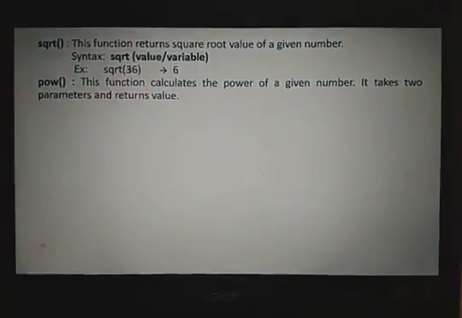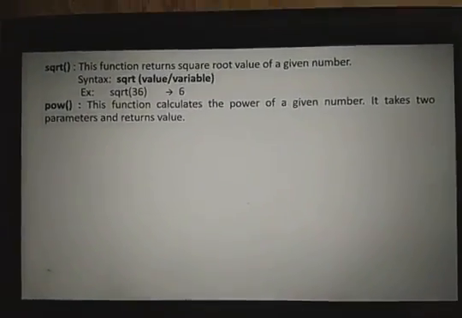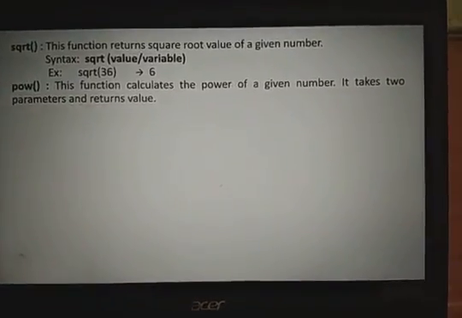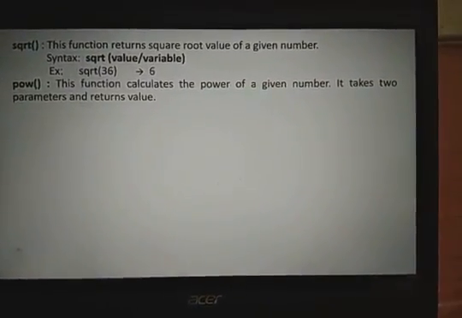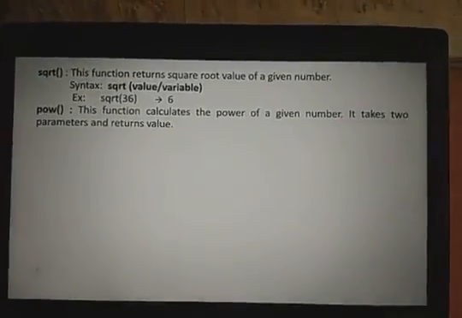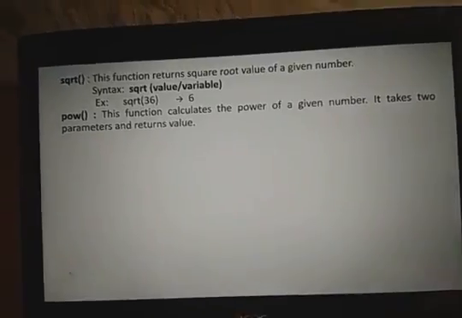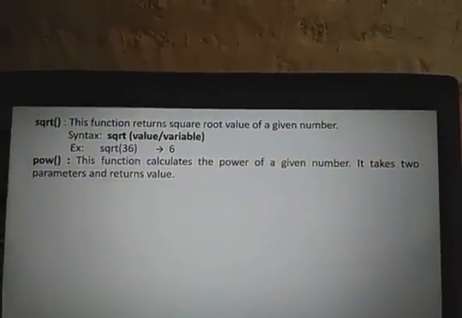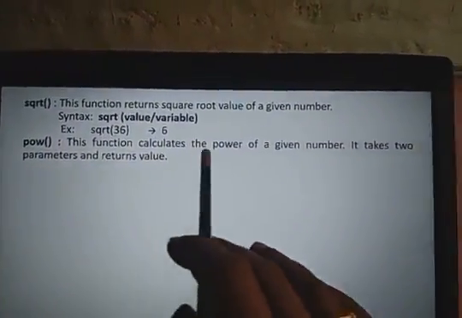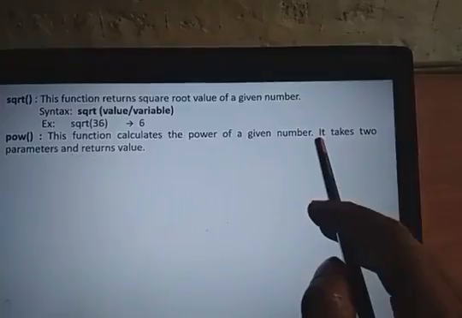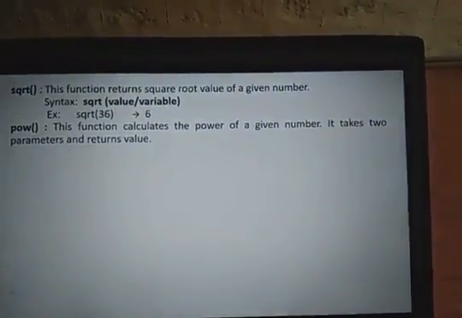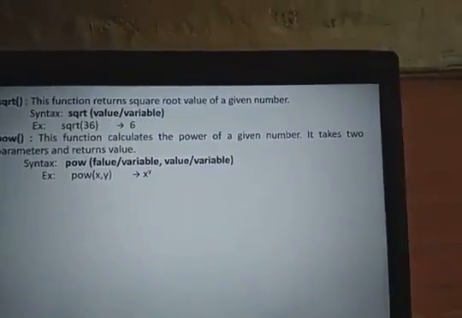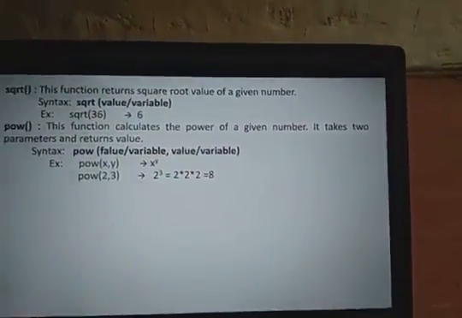Next, the power function. 2 power 3 is 2 into 2 into 2. 2 power 5 is 2 into 2 into 2 into 2 into 2. 4 power 3 is 4 into 4 into 4. For example, for 2 power 20 you have to multiply 2 twenty times, which is a very time taking process. But we have the pow function, which calculates the power of a given number. It takes 2 parameters and returns a value. x power y, 2 power 3 is 8.